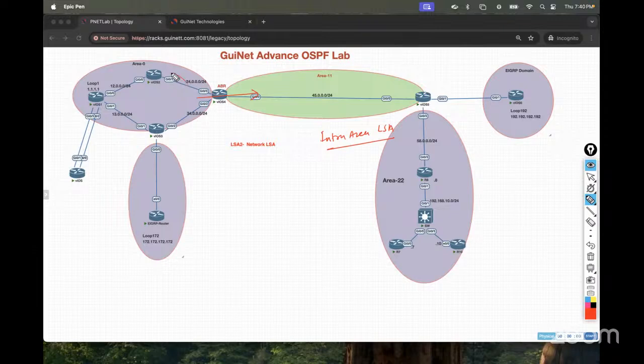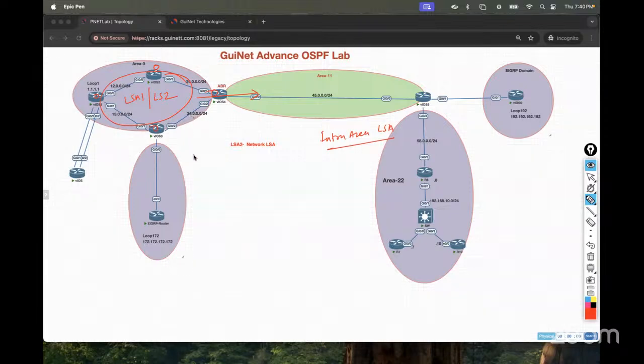This is also going to stay within the area. So LSA1 is going to stay, and LSA2 also is going to stay. LSA1 is going to be generated by all routers. This will also generate the LSA1. This is also going to generate LSA1. This is also going to generate LSA1.